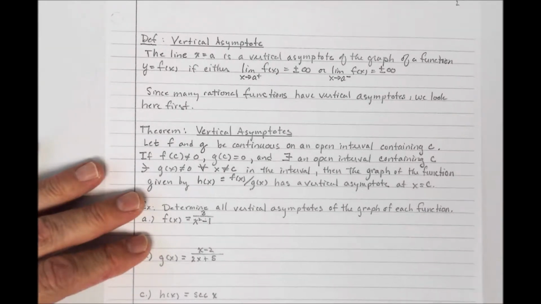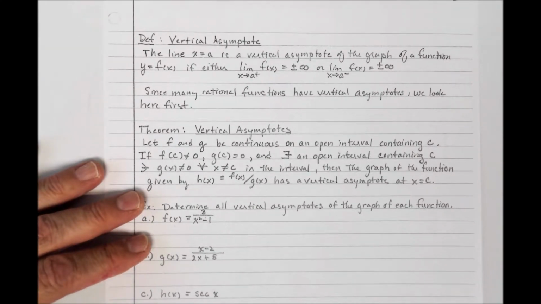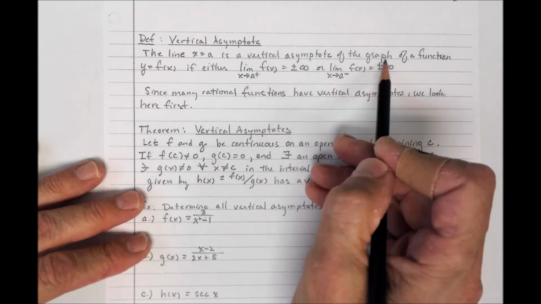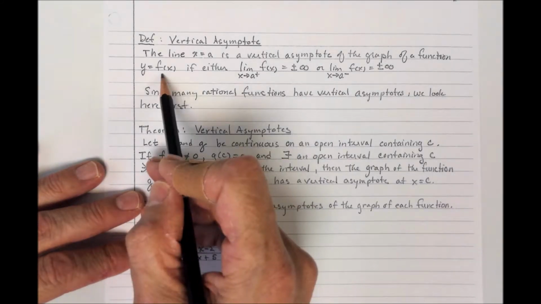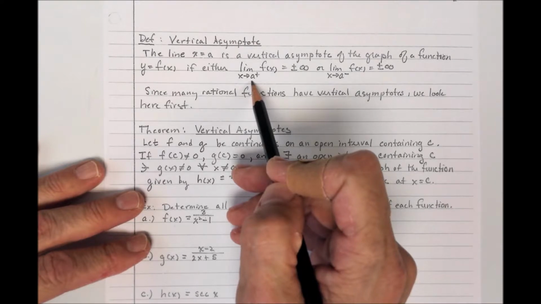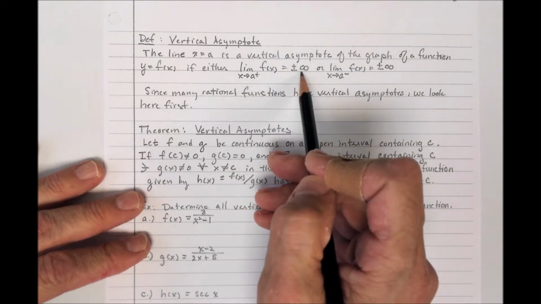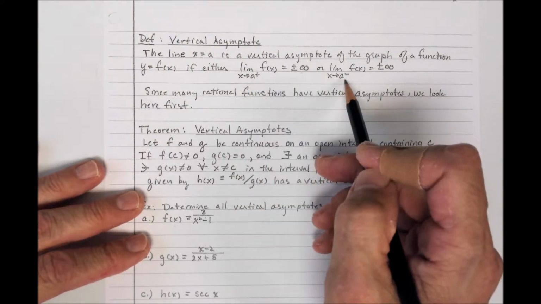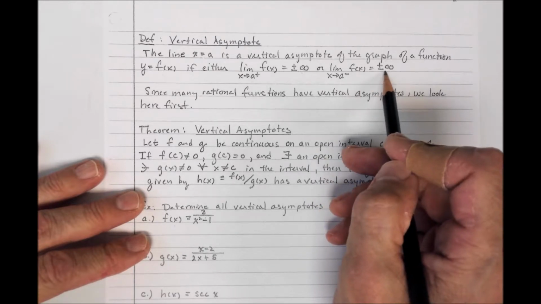So let me bring this over here and define the vertical asymptote. It says the line x equals a is a vertical asymptote of the graph of the function y equals f of x if either the limit from the right of f of x is positive infinity or negative infinity, or the limit from the left of f of x is positive infinity or negative infinity.